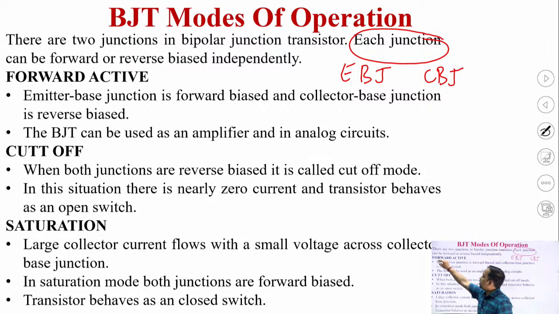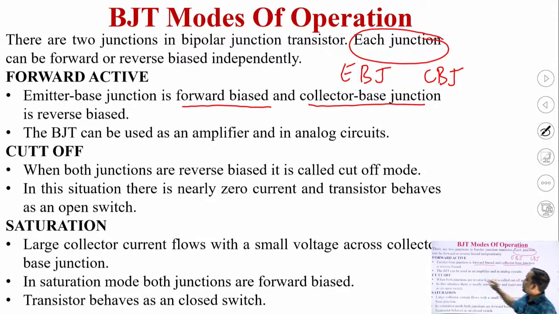Forward active mode stands for when the emitter base junction is forward bias and the collector base junction is reverse bias. Then this mode of operation is known as forward active mode. And generally the application of BJT is that BJT can be used as an amplifier. It will amplify the AC signals which we have applied to the circuit. So generally we use this mode for amplifiers.